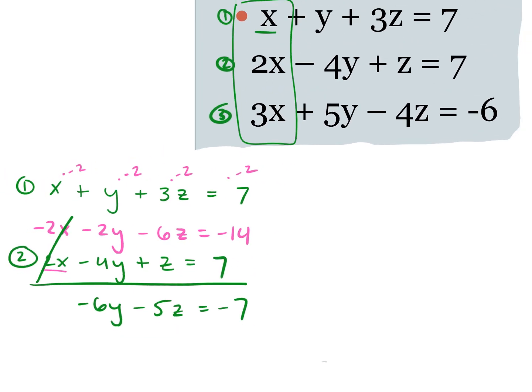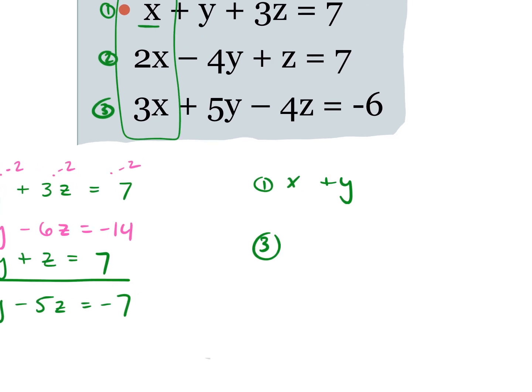So remember, we have to do this step twice. I eliminated x in equation 1 and 2, so let's pick 2 other equations. We have to eliminate x again. Which two equations do you want to work with here? 1 and 3. Perfect. So 1 and 3. 1 is x plus y plus 3z is equal to 7, and 3 is 3x plus 5y minus 4z is equal to negative 6. So what do we have to multiply the first equation by to get the x's to cancel?